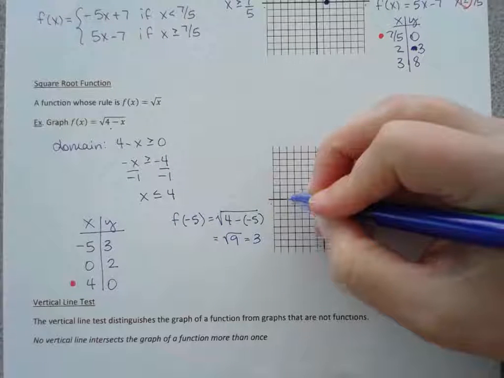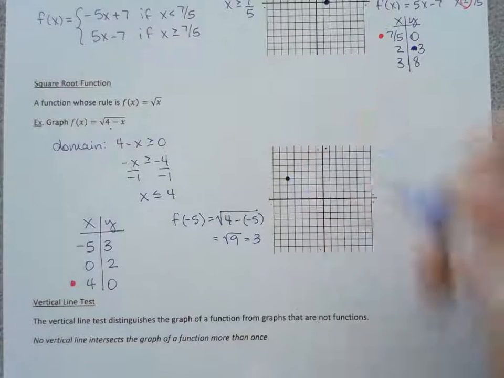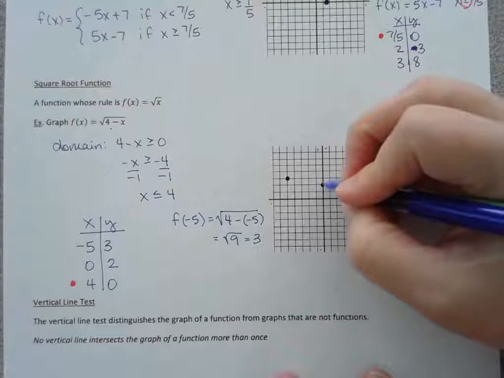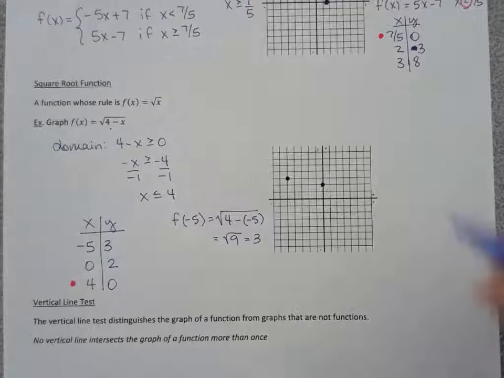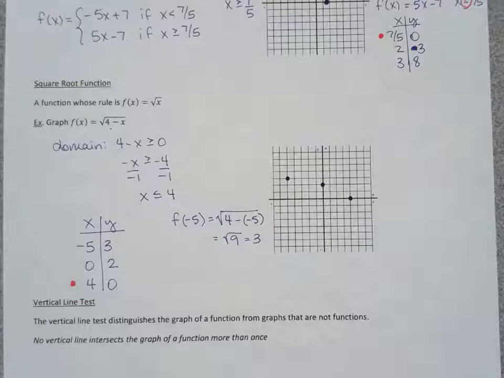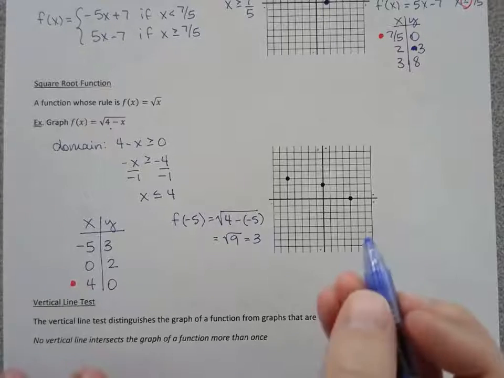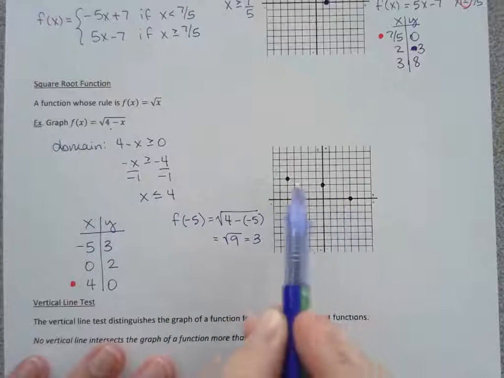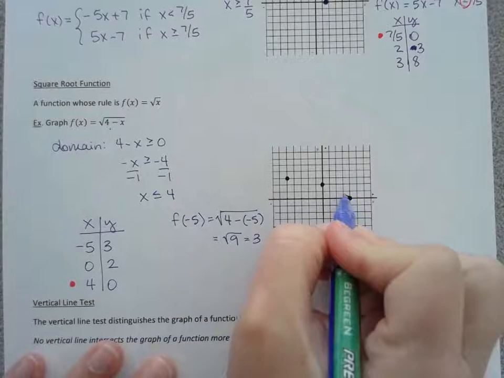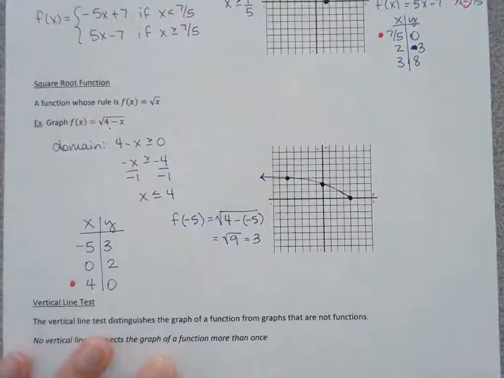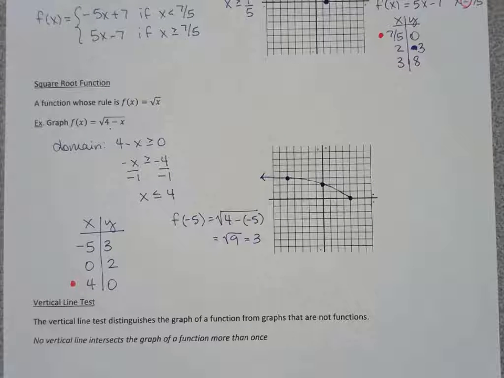So we have the point negative 5, 3. I go left 5 and up 3. We have the point 0, 2, and we have the point 4, 0. The square root function kind of looks like an arc. Our starting point is x less than or equal to 4, so we're going to graph to the left. Our arc is going to go to the left, and there's your square root function.